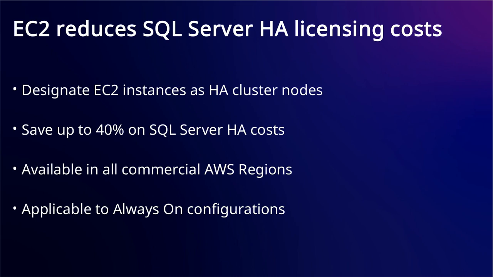Running high-availability SQL Server clusters on EC2 traditionally incurred significant licensing costs. AWS now allows you to designate license-included SQL Server instances as part of an AWS cluster, reducing these expenses. You can easily set up HA nodes, potentially saving up to 40% on costs for mission-critical databases. This feature is available across all commercial AWS regions and supports always-on availability groups and failover cluster instances. By implementing these changes, you can maintain high availability for SQL Server workloads on EC2 while optimizing licensing costs.